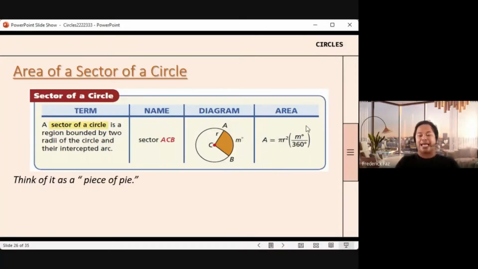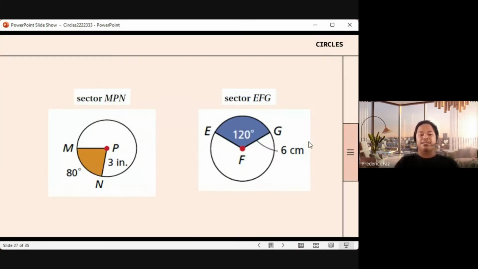So this given formula is used when the given angle or the given value of the central angle is in degree measure po. So M represents the measure of the central angle or the measure of the intercepted arc po. So dito po, ito po yung intercepted arc po natin, which is measured in degrees po. So ito po, example po, sector MPN. So you can solve po the area of the sector of these two given. Try po to solve.